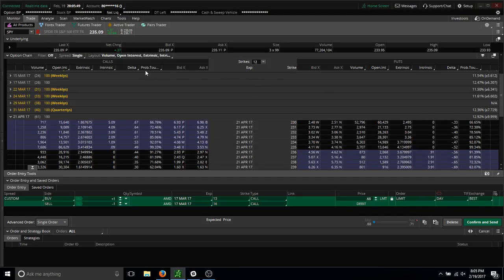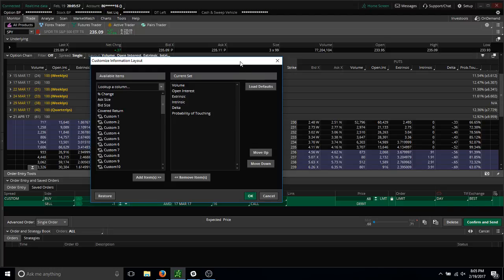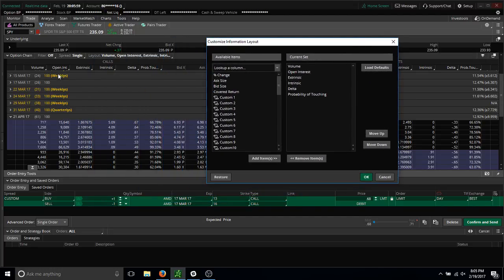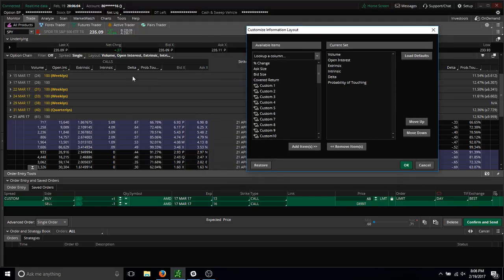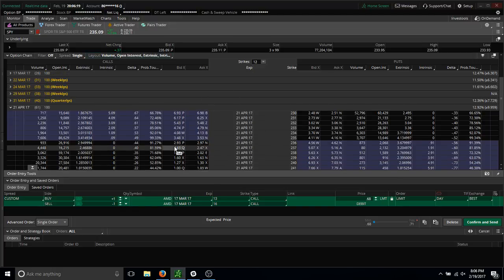Since we got some newer guys in here, you can also customize all this stuff in your layout here, customize. Really, you don't need much of anything. What you want is open interest, volume. Don't even worry about intrinsic or extrinsic. Delta, you don't even have to worry about right now. I like the probability of touching a little bit better than in the money because I'm not going to hold it till expiration. But also you want to find good liquid options with low spreads.